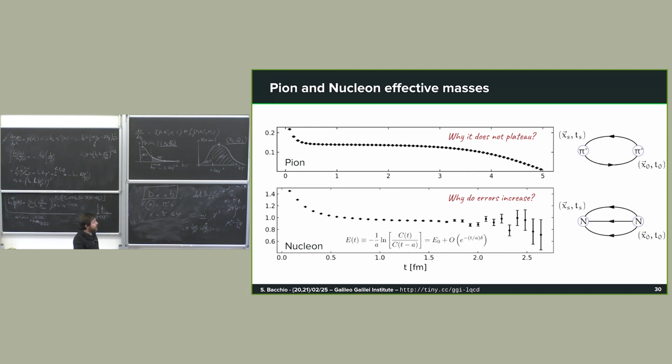This is the pion. The pion is beautiful in terms of error, but something is happening here. And the nucleon instead has error increasing when we do this effective mass. But here you see some plateau happening. You expect this plateau because you expect to extract the mass. At the moment, in both it's a bit difficult. Why? There are these two questions. Why is this one not plateauing? Do you have any idea why here we do not see a plateau for the pion, although we expect ground state dominance?